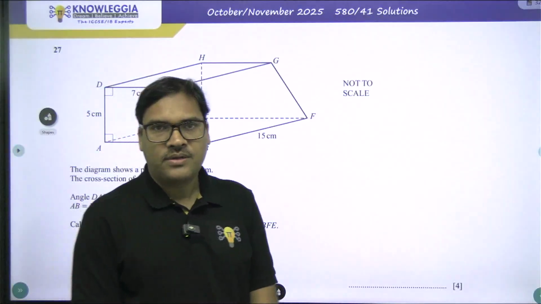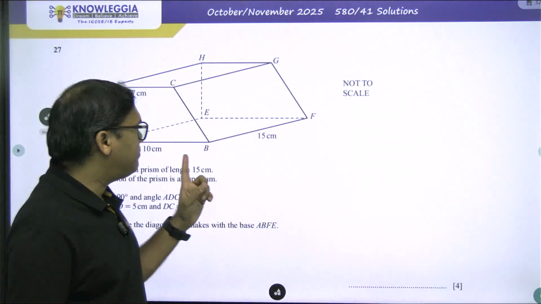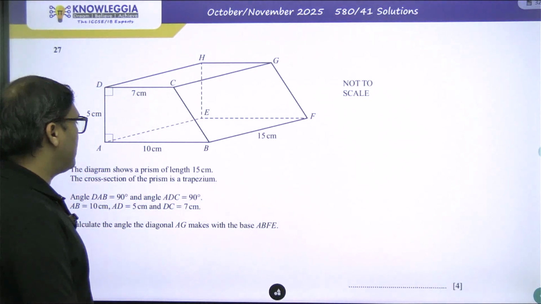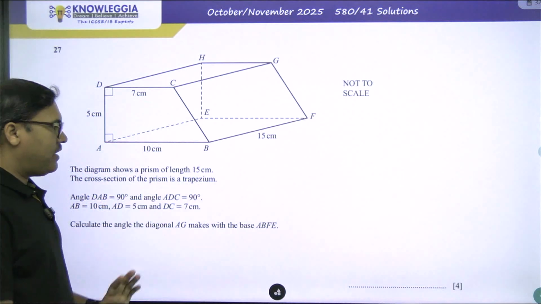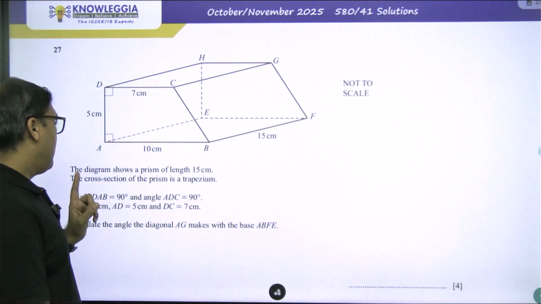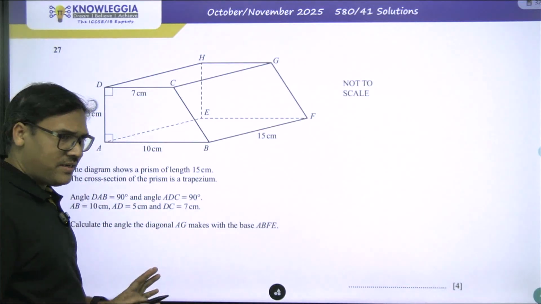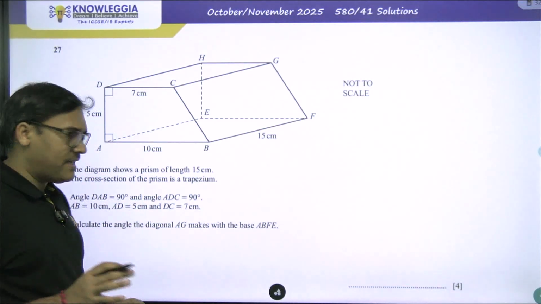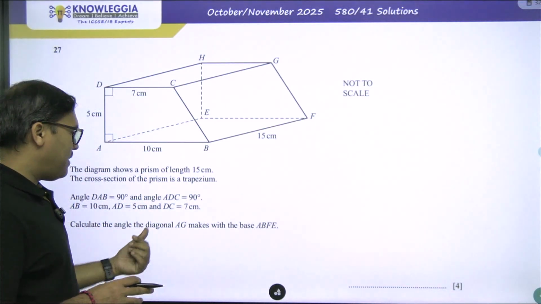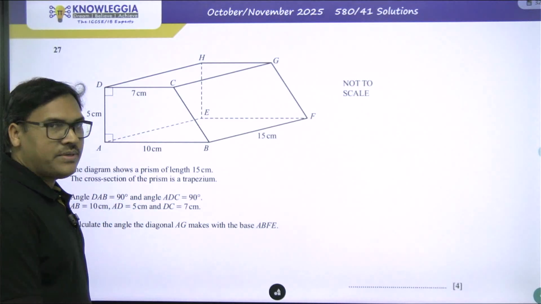Next question. Now the next question here is on three-dimensional geometry. Now this is a very interesting question. We have a trapezium prism, okay? The cross section is a trapezium. Angles are given to you. Again, the question is similar to what you generally get in an exam. What is the angle made by the diagonal AG with the base ABFE?